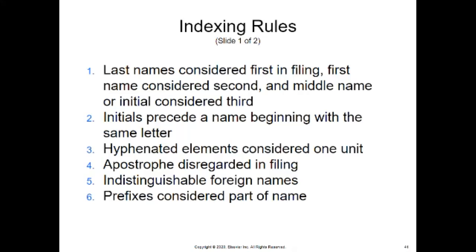Okay, so let me go back to indistinguishable foreign names. I'm going to read on that. When indexing a foreign name in which you cannot distinguish between the first and the last names, index each part of the name in the order in which it is written. If you can make that distinction, use the last name as the first indexing unit.